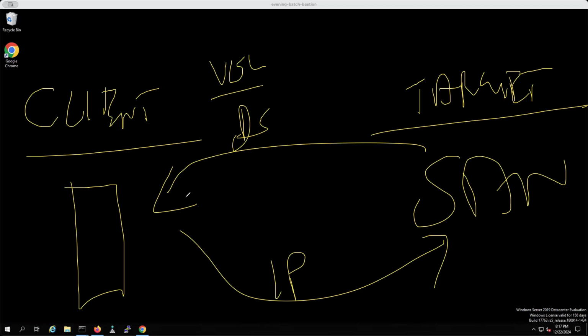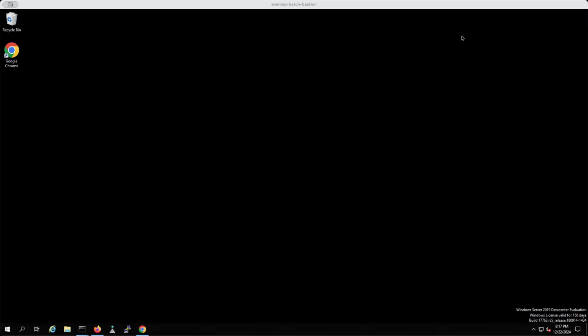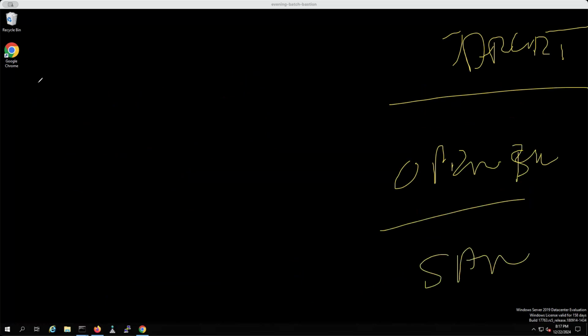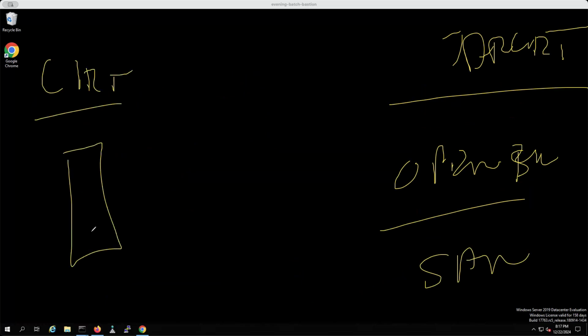So here, if I show you in my lab, for us the storage is OpenFiler. So the target that we have is OpenFiler, because this is the storage that I have in the lab. And then my client is ESXi. So ESXi connects to OpenFiler over IP.